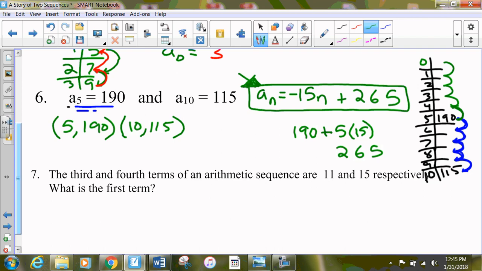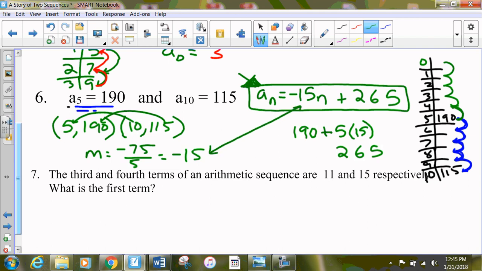You can find the slope, right? The slope's going to be the negative 75, the change, right? 115 minus 190 will give you the negative 75, and then the 10 minus 5 gives you the 5. So our slope is negative 15. The slope and the common difference are the same. So that's how you could do that.